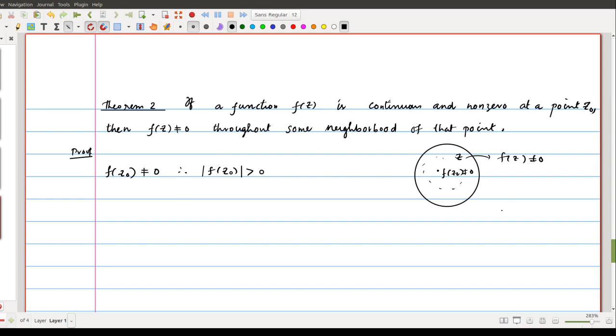This is analogous to the condition that is also true for real functions. Whenever a real function attains a non-zero value at some x0, then you can still find a neighborhood of x0 in which f is non-zero everywhere. Similarly, we will prove the same result here.